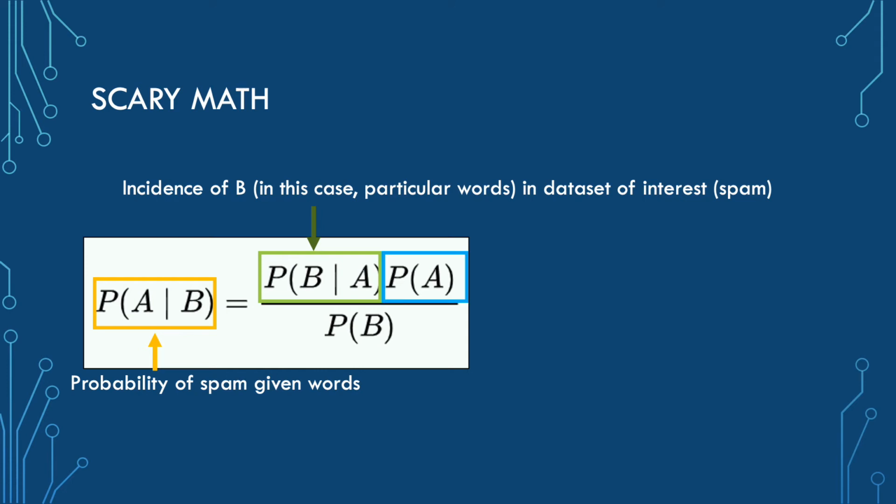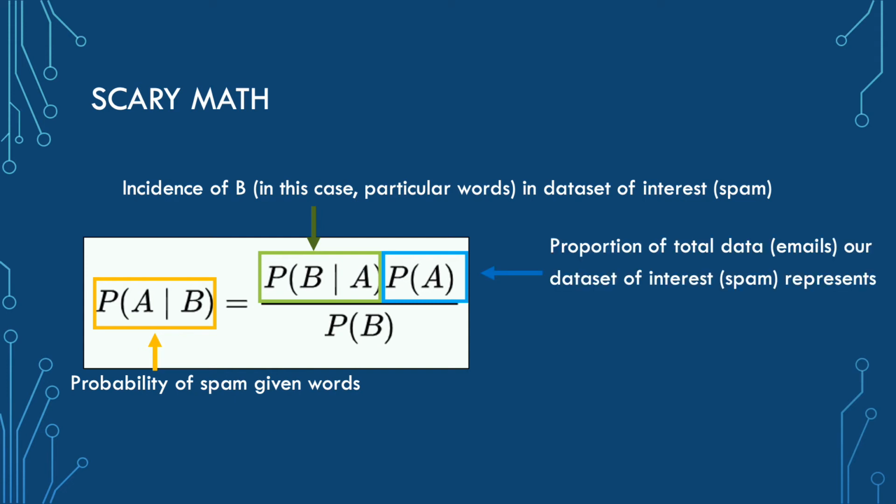Next, we have this in the blue square, probability of A. Now what this just represents is the proportion of our total data set that has our category of interest, which in this case is spam. Together, the green box and the blue box represent the expected value that we talked about earlier. Remember that the probability of B given A is just the probability that a spam email will have the sequence of words, and the probability of A is just the proportion of our total data set that is spam in general. So when we multiply them together, we really get the total proportion of spam emails that will contain the sequence of interest.